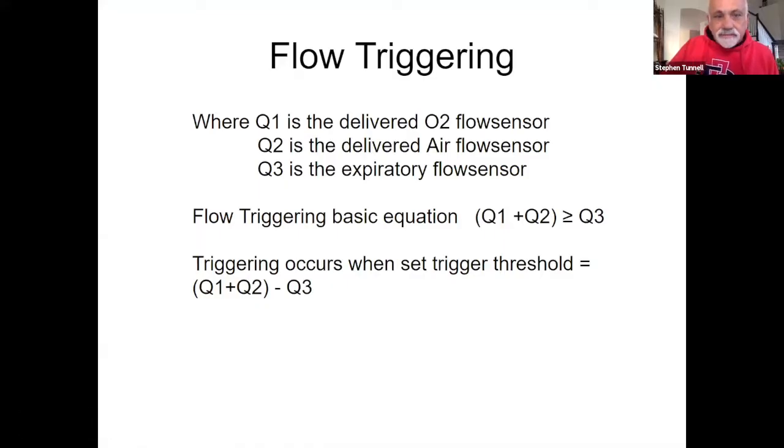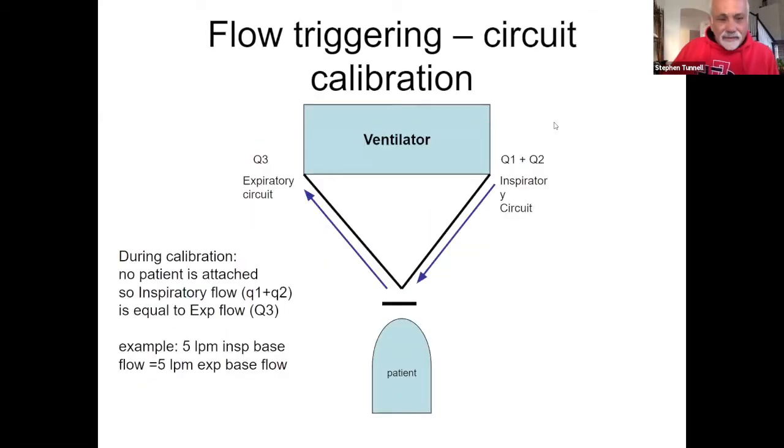What I have here is just a basic high-level approach to flow triggering. So essentially, this is the inspiratory limb, expiratory limb. Q1, Q2 creates the inspiratory circuit, gas flows through. When we're first starting out, we calibrate the ventilator. Part of the calibration routine is to determine if leaks exist in the circuit, but also to look at the compliance in the circuit so we can compensate for the volume lost in the circuit at certain pressures.